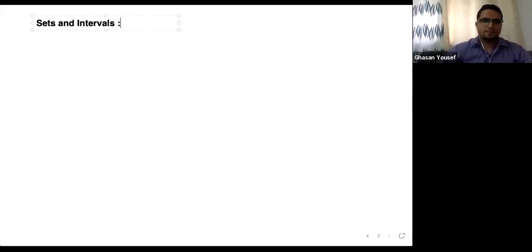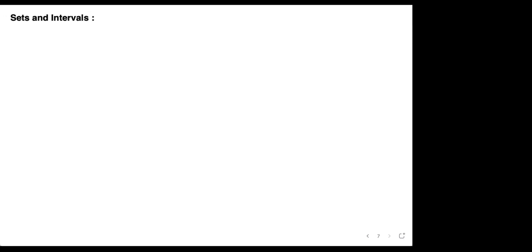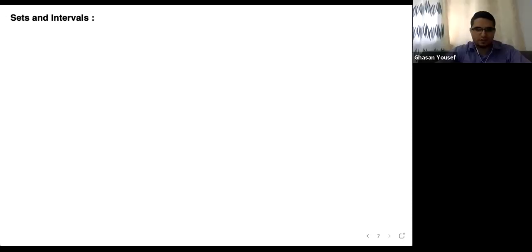Sets and intervals. Does anyone have any idea about sets? What is the meaning of sets in math? I think sets are a set of numbers. Yes, exactly, numbers, or if we do not talk about math, it's like objects. Yeah, like a collection of objects.